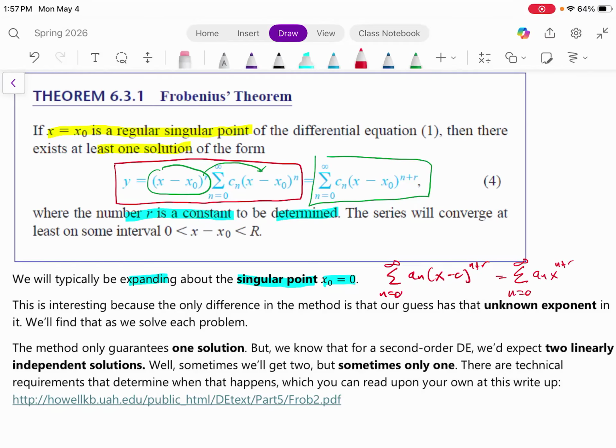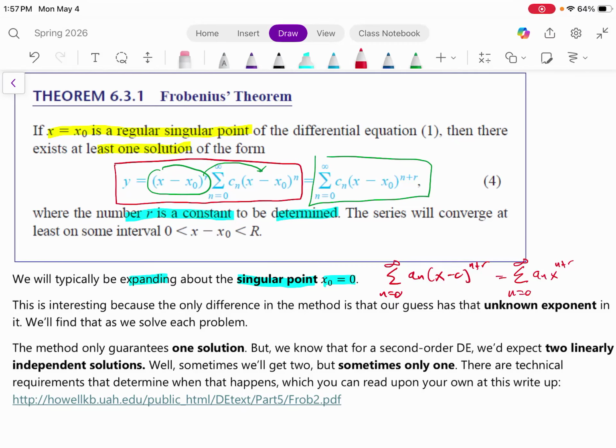Once you take higher differential equations classes like upper division or grad school, you start expanding about not x equals 0, like x equals 2, x equals 5, x equals pi. But here we're going to keep it simple, which is x equals 0.